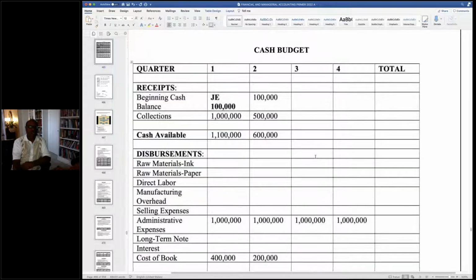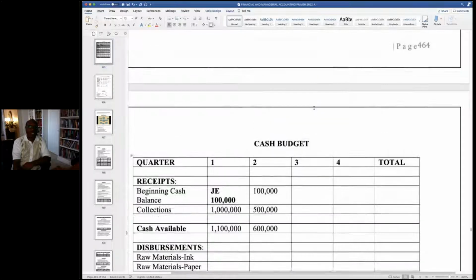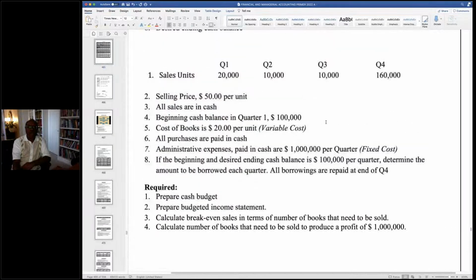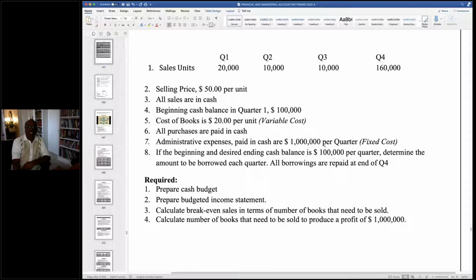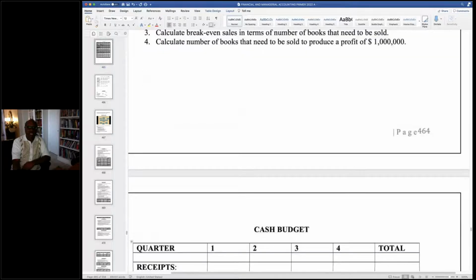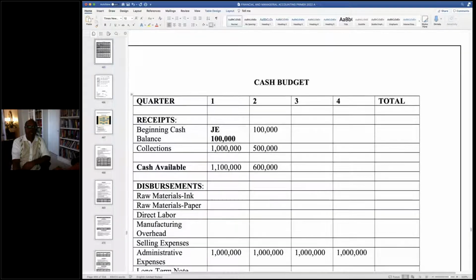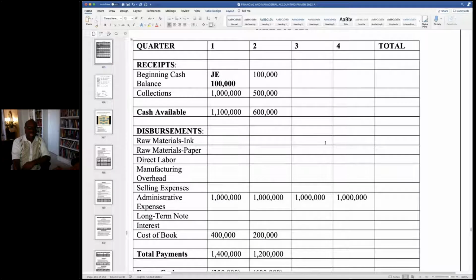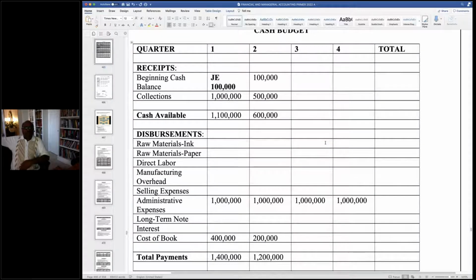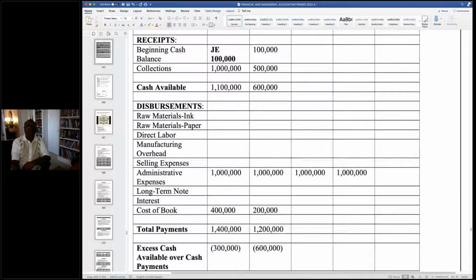All right, time for y'all to work. I want y'all to do quarter 3. In quarter 3, the sales are still 10,000. That's the third quarter, still a slow quarter. Selling price 50. Beginning cash still going to be 100. Cost of books is 20. And those administrative expenses are still $1 million. So can you all do this cash budget for quarter 3?